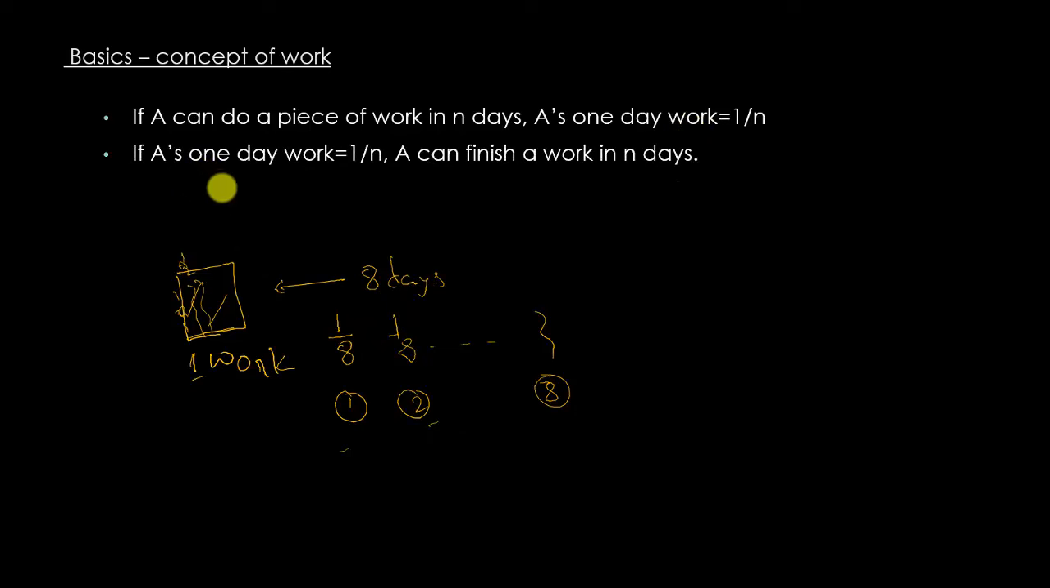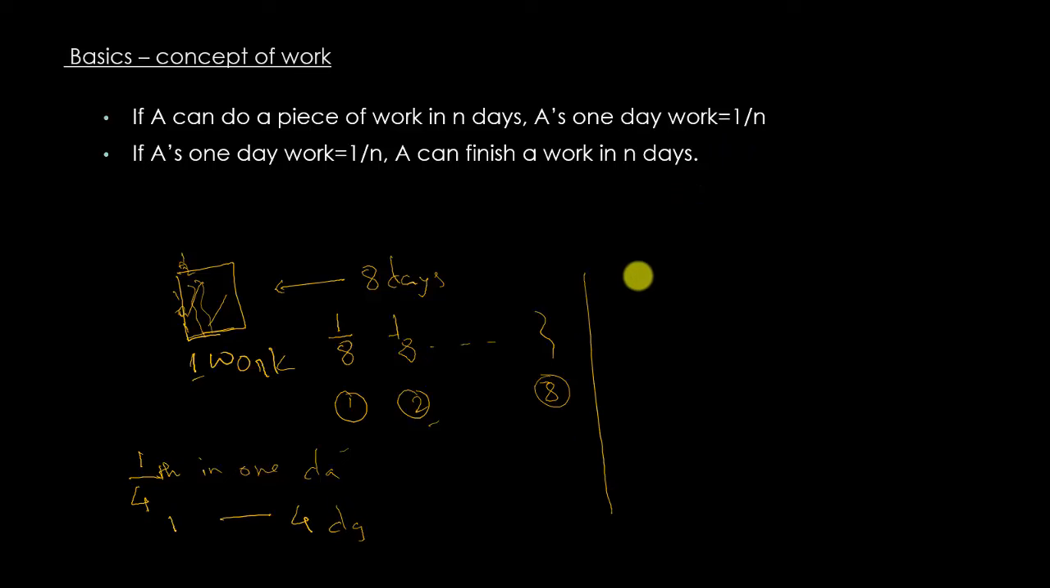Second thing is if A's 1 day work is equal to 1 by n, A can finish a work in n days. That is, if we know that A does 1 by 4th of the work in 1 day, then by the unitary method, we know that for one work to finish, he will take 4 days, right? So 1 by 4th, this is basically a reciprocal. So I hope you understand these.